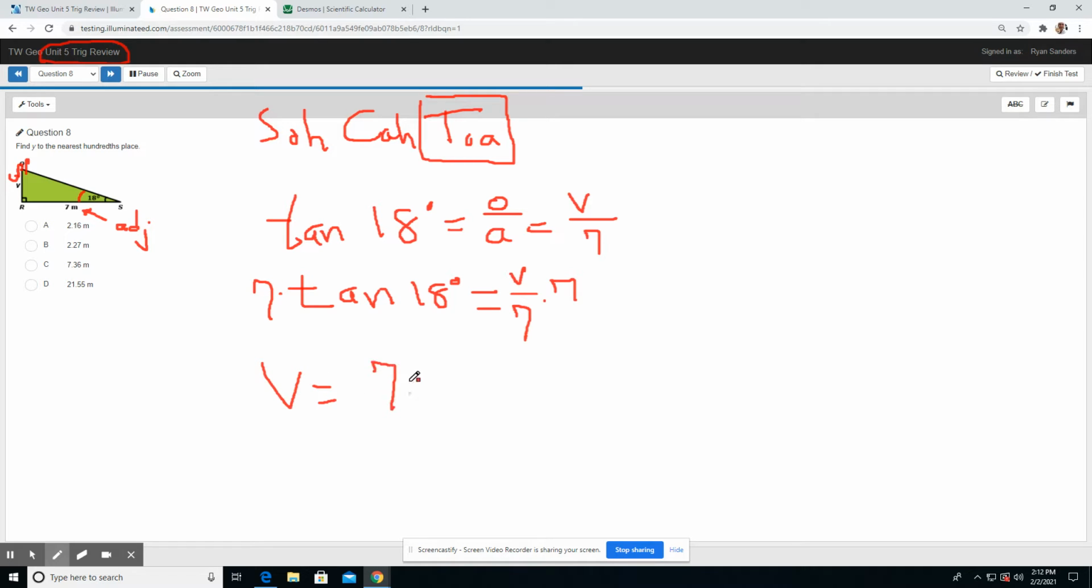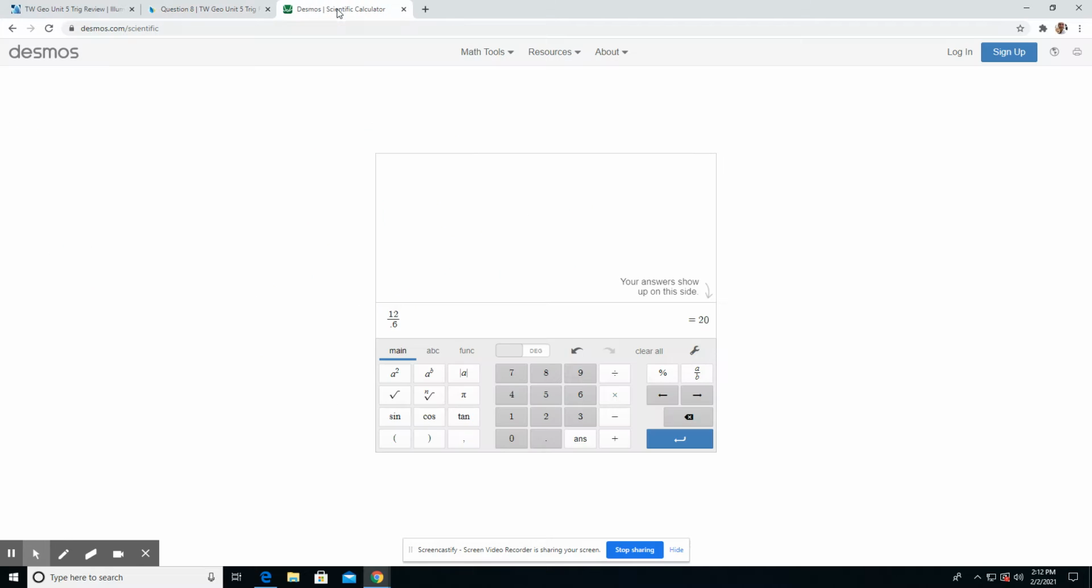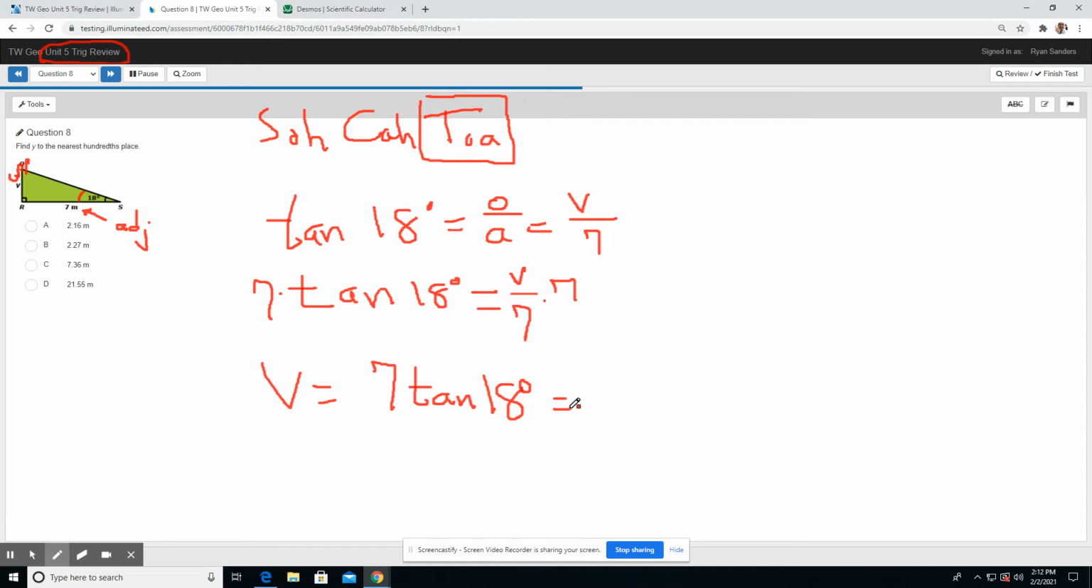y is equal to 7 tangent of 18 degrees. 7 tangent 18. That's 2.274. Hundredths place: tenths, hundredths, drop the 4. Approximately 2.27.